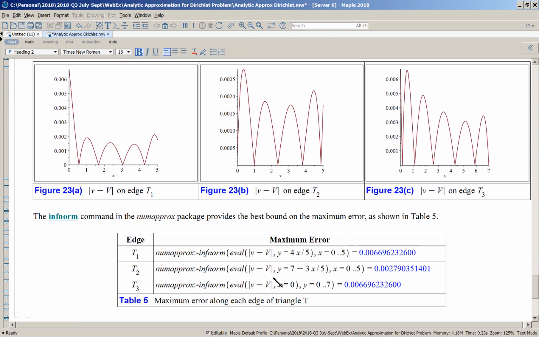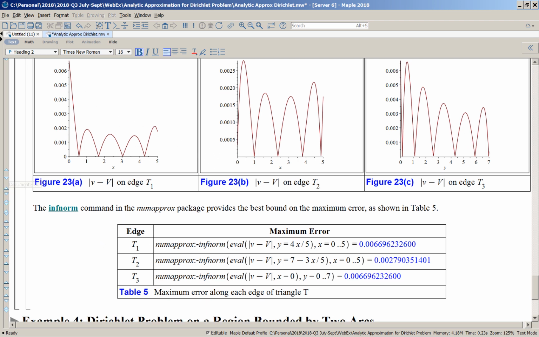So let's look at the inf norm of the absolute value of the difference on each of the three edges. The worst error, max error, is on the order of 6, maybe 7/1000ths. That's consistent with these two graphs. Pretty good approximation analytically.